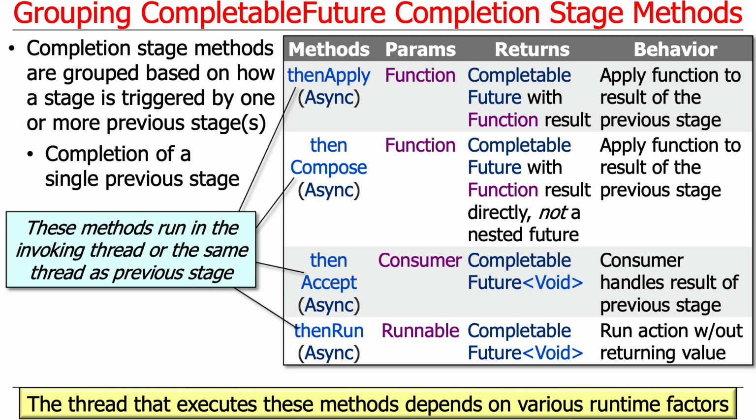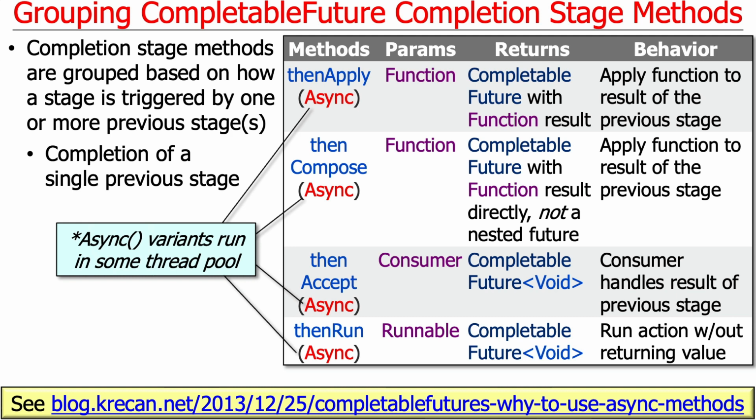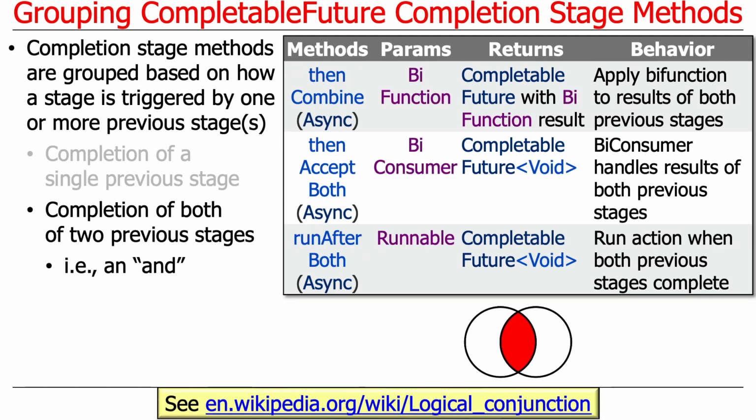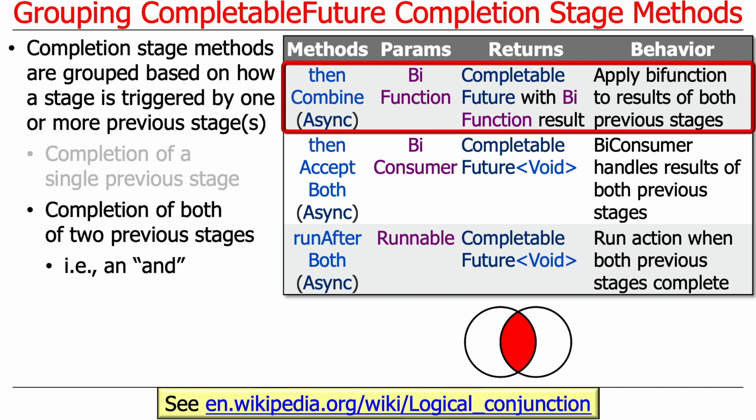So if you want a bit more concurrency, then use the async versions. You'll be using the async versions quite a bit in the programming assignment. It cleans up a lot of stuff. The next grouping are methods that will trigger when both of 2 previous stages complete. So you can think of this as something akin to logical conjunction, an and. So both things will complete. And there are not quite as many methods that do this, but they're interesting.